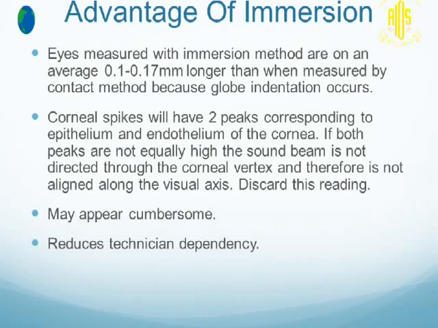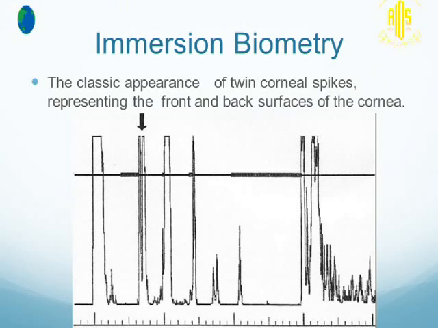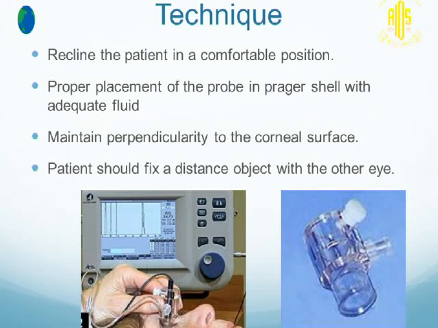Corneal spikes will have 2 peaks corresponding to the epithelium and endothelium of the cornea. If both peaks are not equal height, the sound beam is not directed through the corneal vertex and therefore is not aligned along the visual axis. Discard this reading. This may appear cumbersome to the examiner, but reduces technician dependency. This classically shows the appearance of the twin corneal spikes representing the front and back surfaces of the cornea.